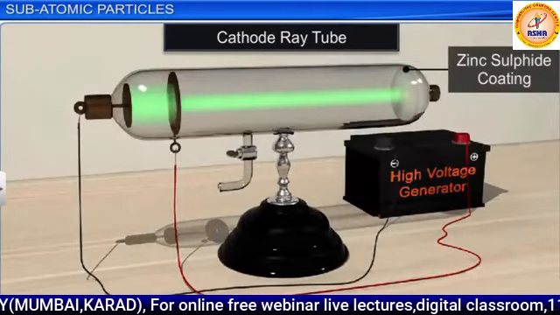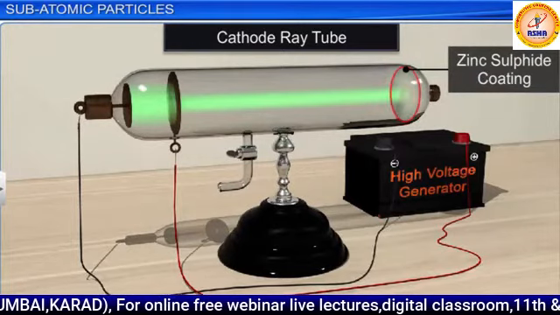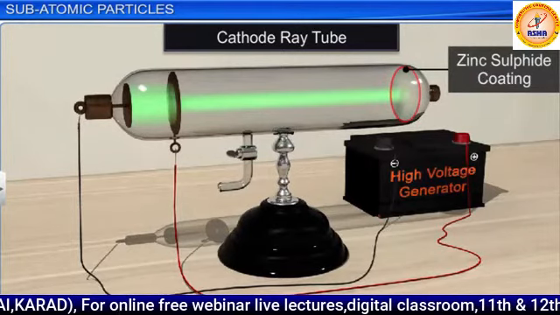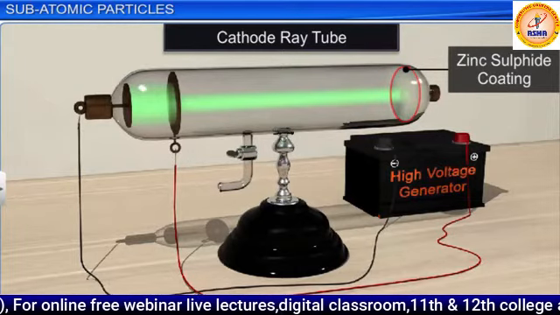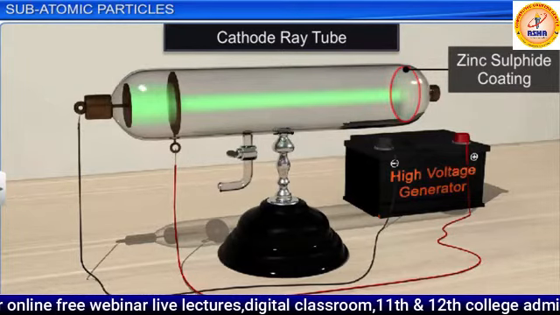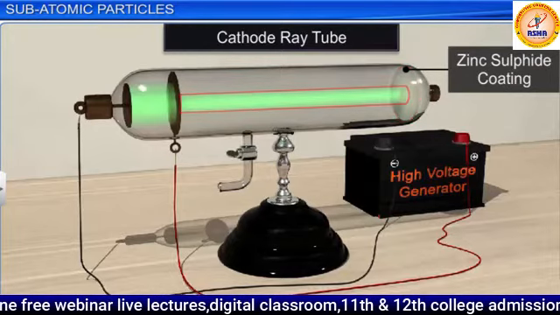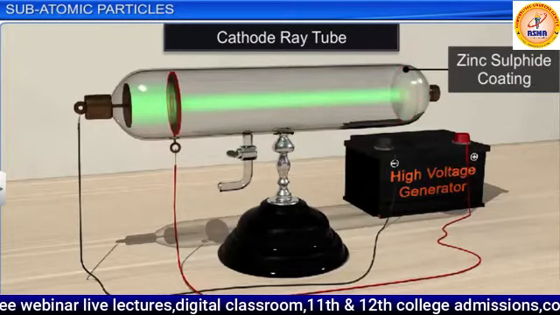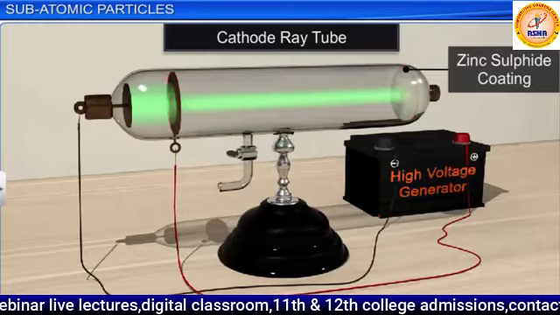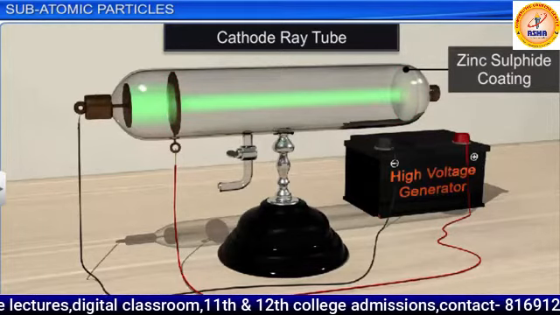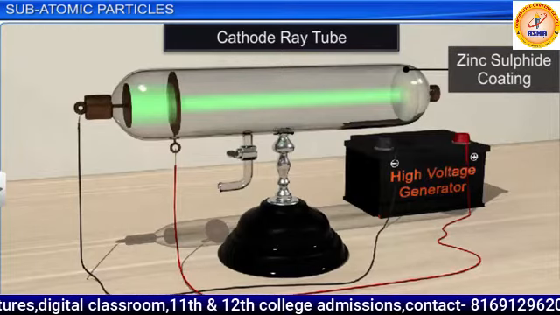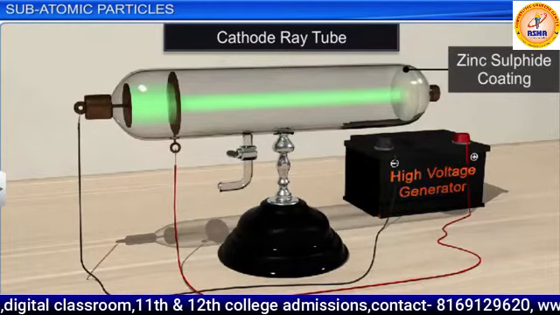This time, he noticed a bright spot on the coating behind the anode, which confirmed two things. One, the current consisted of invisible rays of particles, some of which could pass through the perforated anode. Two, these rays were emitted out of cathode and moved towards the anode. These rays were named cathode rays.